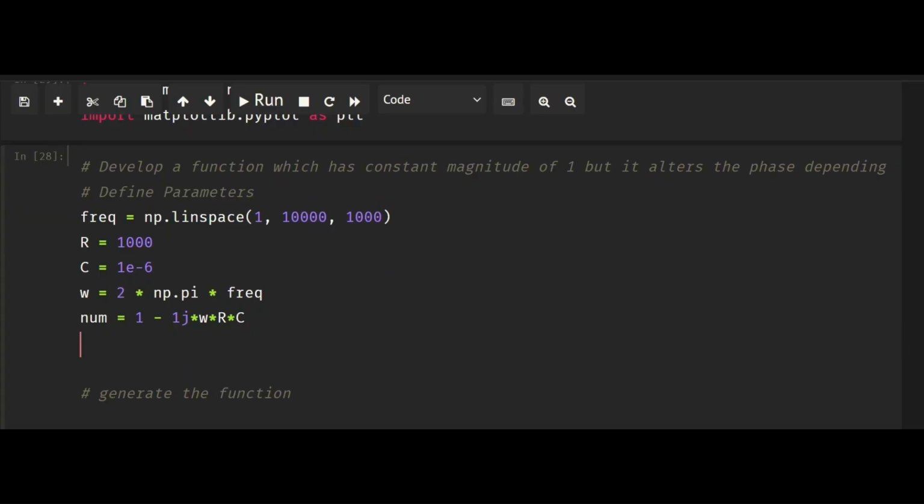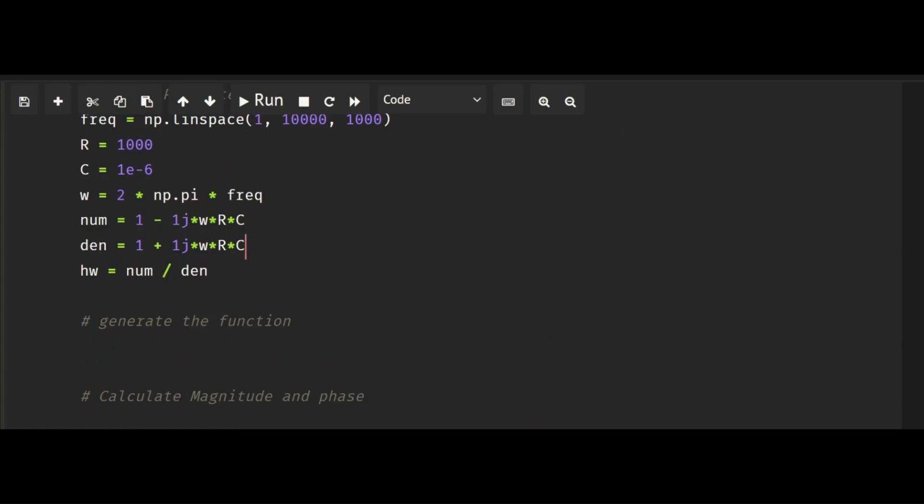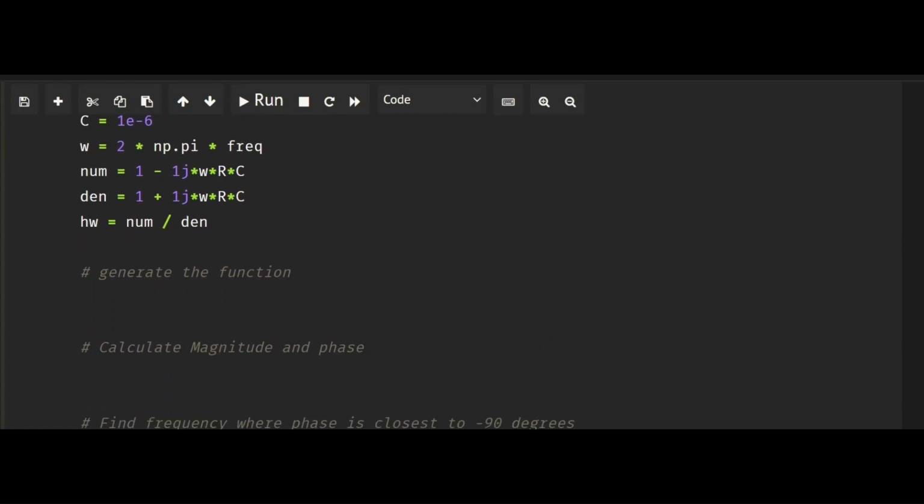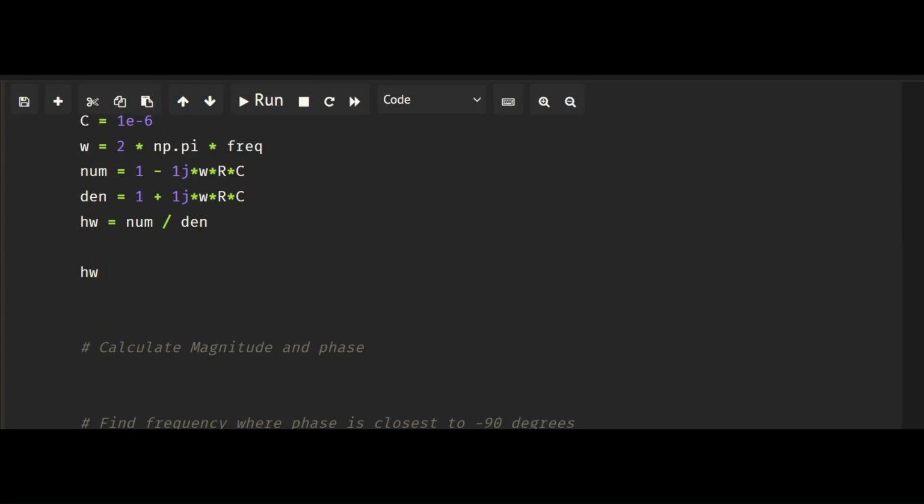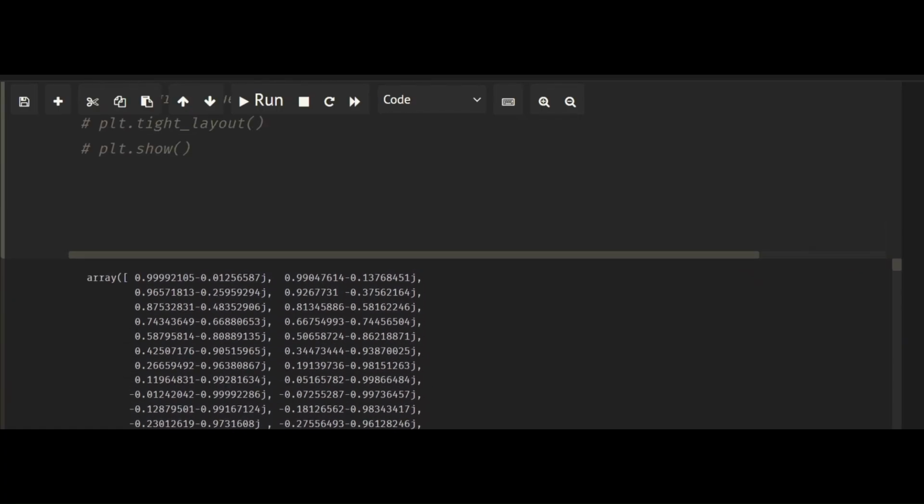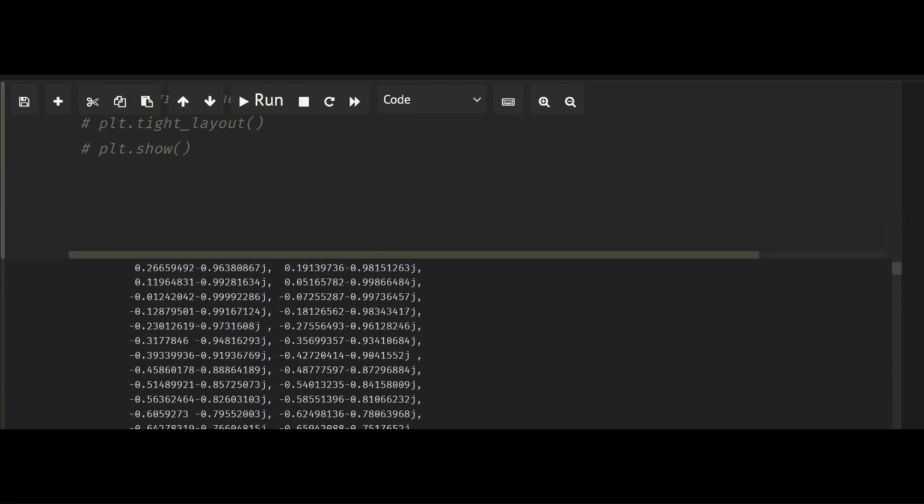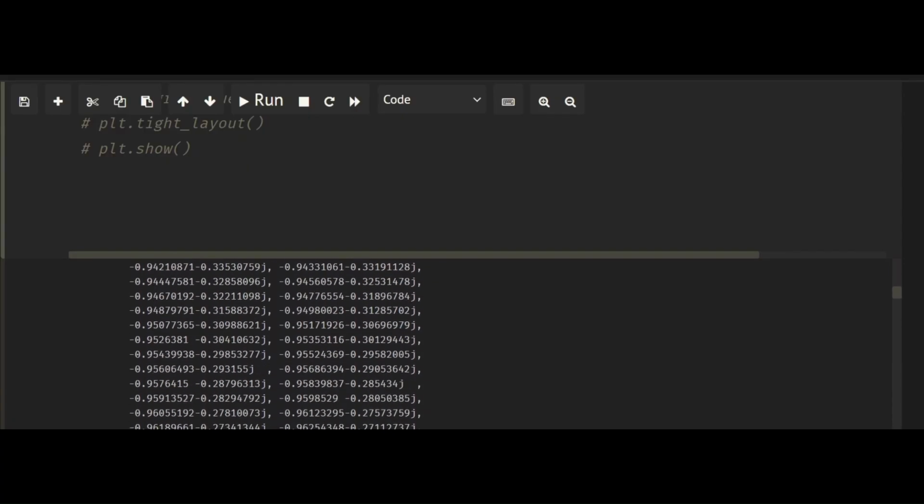And let's see, we have a denominator of a function which is just a sign change here, nothing else, everything remains the same. And let's call this function H of w. So this function now is nothing but numerator divided by denominator. So it's basically a complex number function, and let's see what it looks like. As you can see, these are all complex numbers, and they are varying in magnitude. They are different numbers here, 1000 of them.